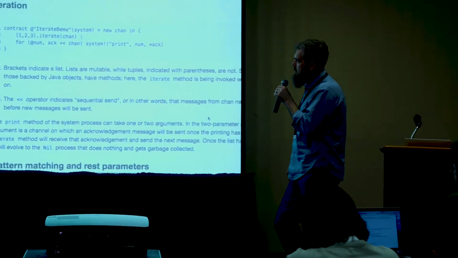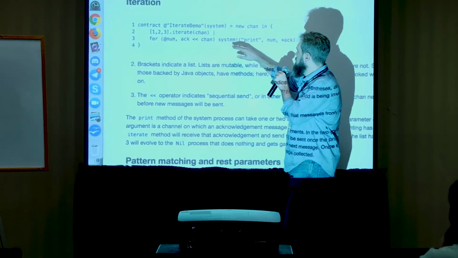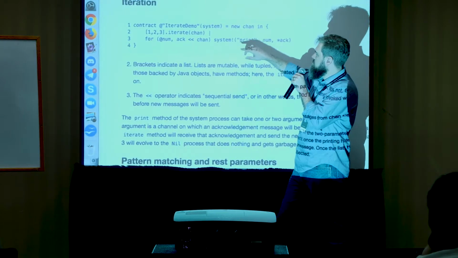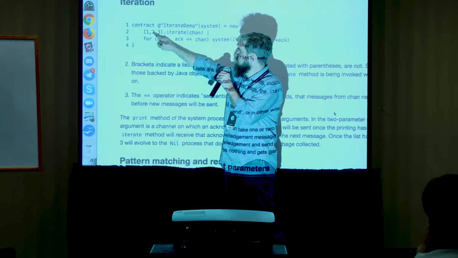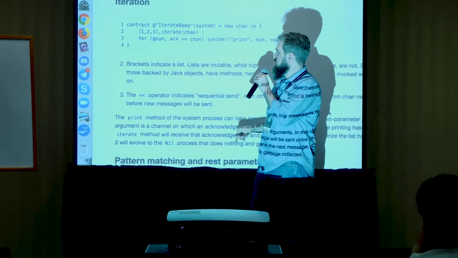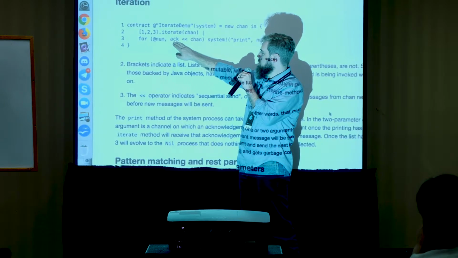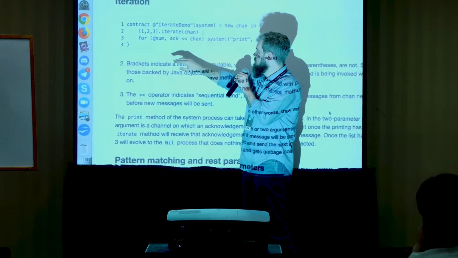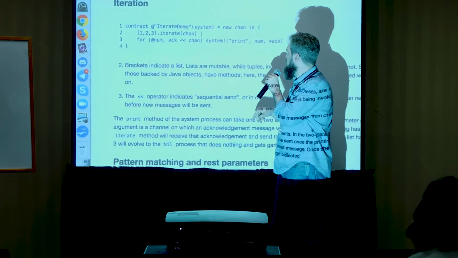This is a method on lists that is not yet implemented, but the idea is that I create a new channel. I've got this list, and I want to send each of the values in turn on Chan. So here I get the value, and then I also declare an acknowledgement channel and pull them both off using this special operator from Chan.